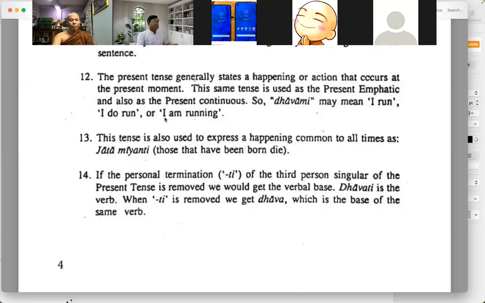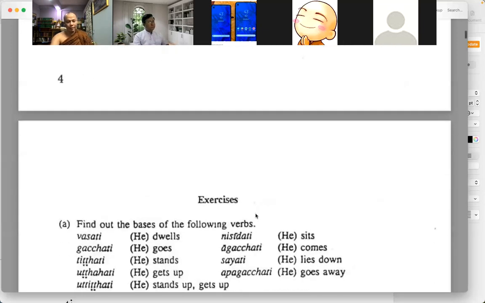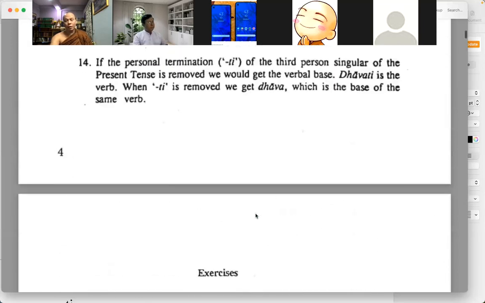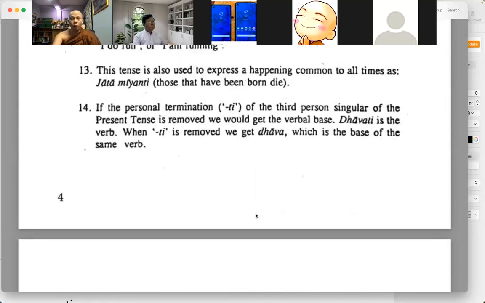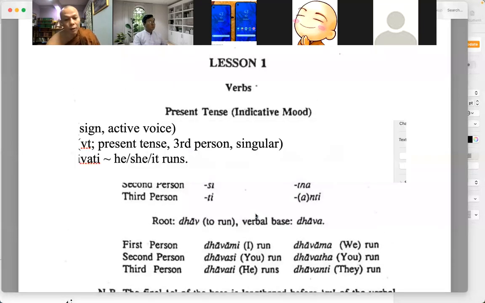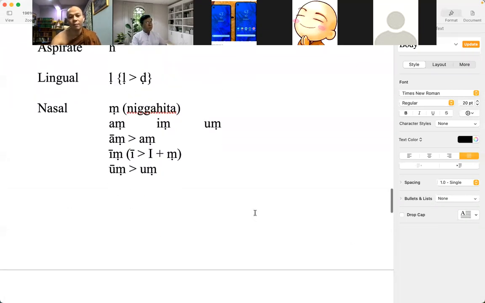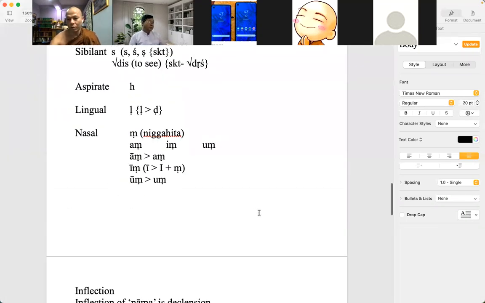And the others, I already explained. Okay, next exercise for the next time. So, okay, today we learned the present tense, verb terminations, and how to form verbs. So now, question time. If anything is unclear to you, you can ask.